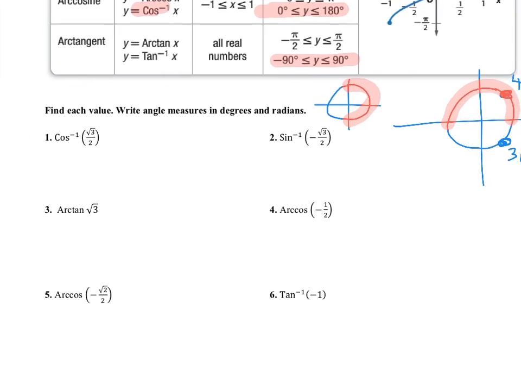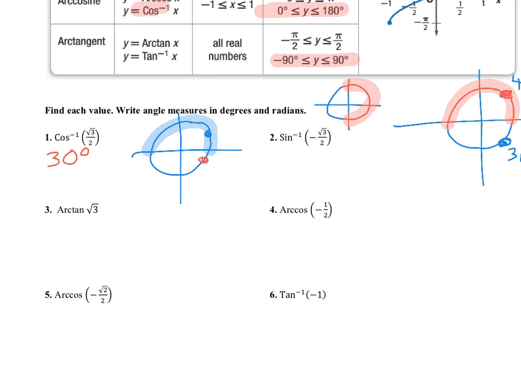Okay, for number 1, where does cosine equal rad 3 over 2? Let's draw a quick unit circle. Cosine is the x, so that would be the long distance, which is here. And remember, for cosine, they only want answers in quadrant 1 and 2. So even though there's another spot down here, they don't want that. So what is this angle here? This is 30 degrees.